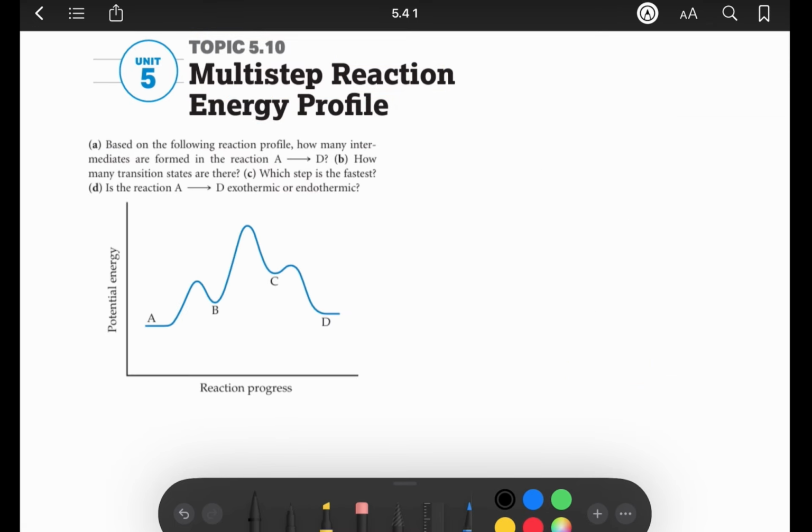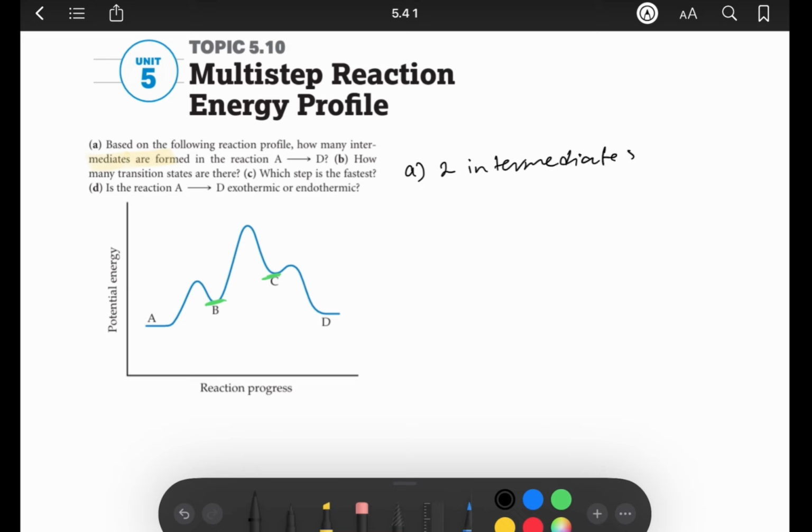Let's take another example. The question says, based on the following reaction profile, how many intermediates are formed in the reaction? First of all, you have to keep in mind that the intermediates are located at B and C, just between the steps. So the answer to A is that we have 2 intermediates.